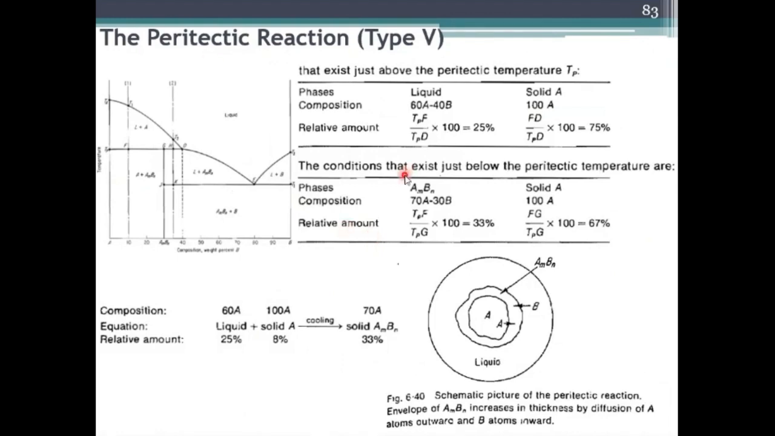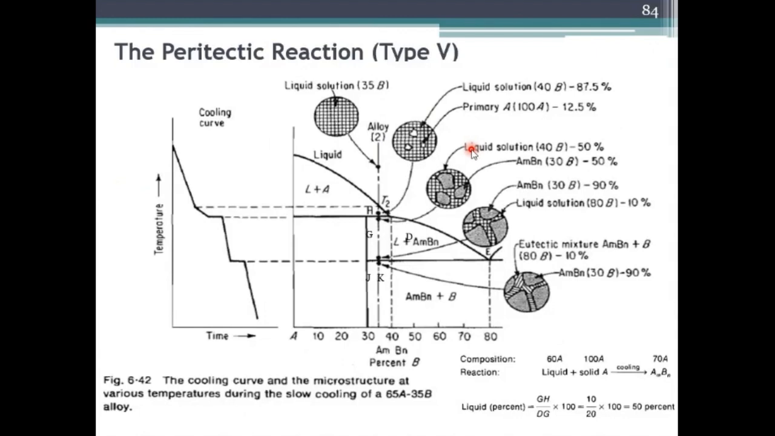So as I told, the liquid and solid percentage can also be found out by using the equations. These are the peritectic reaction and how the phase will be changing. Initially, it will be a completely liquid solution. Then when it is cooled, it will become a liquid plus solid. So 87-12, then 50-50, then 90-10, then 10-90 it will become. So the percentage will be continuously increasing or decreasing.